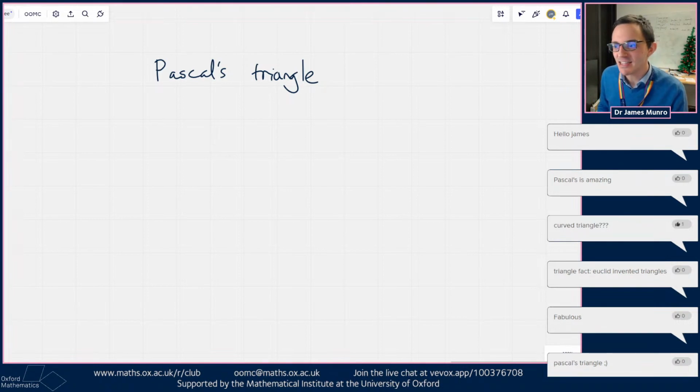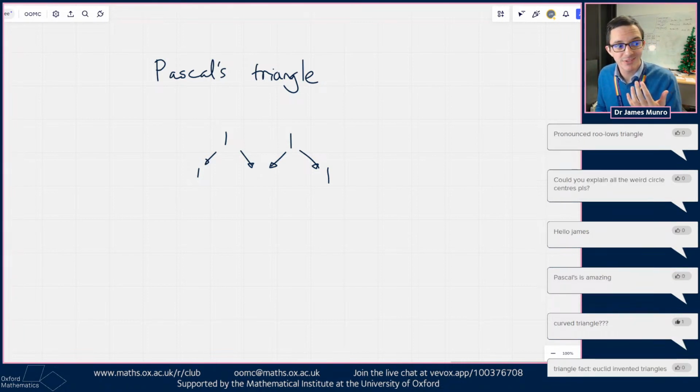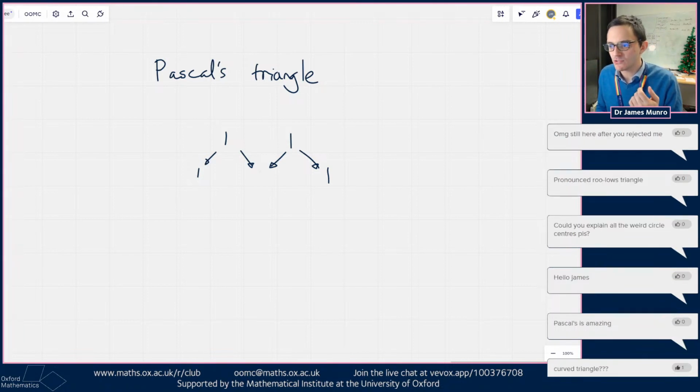Pascal's triangle works like this. It has two ones at the top. Actually, people sometimes put another one right at the top up here, but I'm going to start with two ones. Makes it slightly easier to talk about. And then the next row down, you take those ones, you copy them, spreading outwards, but here, in between and underneath, you write the sum of the numbers above. So 1 plus 1 is 2.